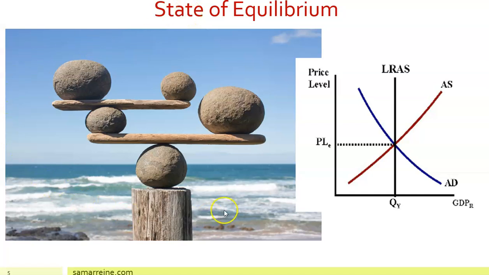I love this beautifully balanced image because it reminds us of what equilibrium is. Equilibrium means nothing is over, nothing is under. Quantity demanded equals quantity supplied. Of course, in this case, it's total real GDP purchased. Purchases equal total production. Real GDP purchased equals real GDP provided or produced.